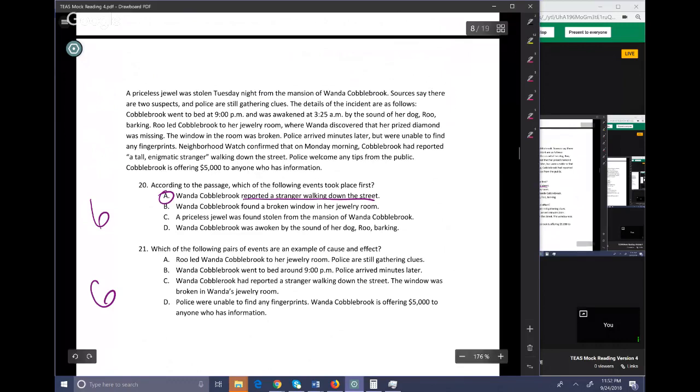And the example of cause effect, each of these has a period right in the middle. They're asking for cause effect, saying that the first sentence would be the cause. The second sentence would be the direct effect of the first sentence. The only two that are cause and effect directly, where the second sentence is the effect of the first sentence, is since they could not find fingerprints, she's offering a reward. That's the only two that are actually cause effect.